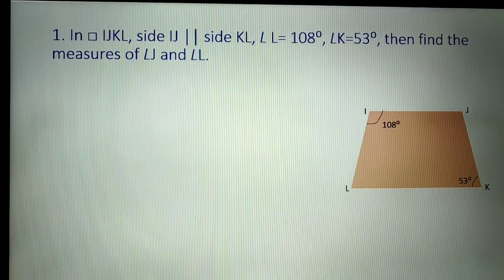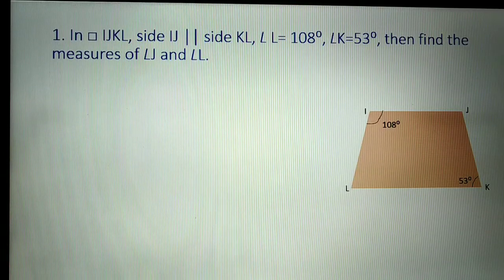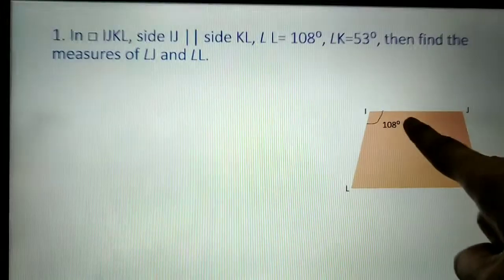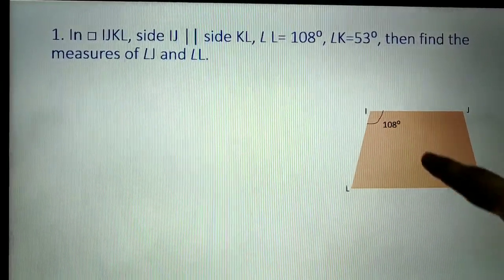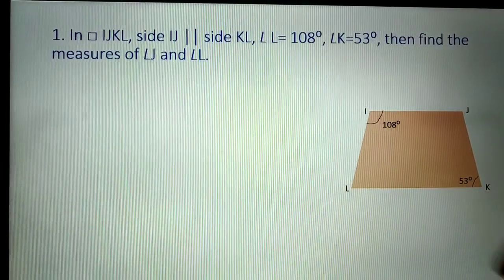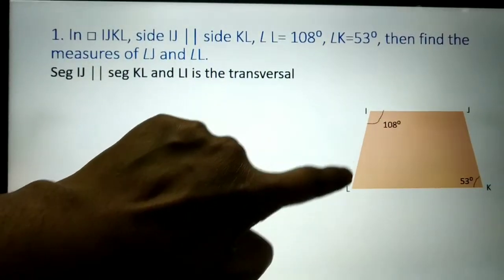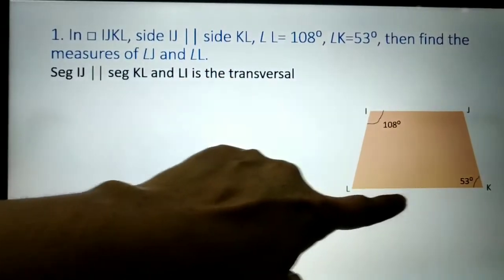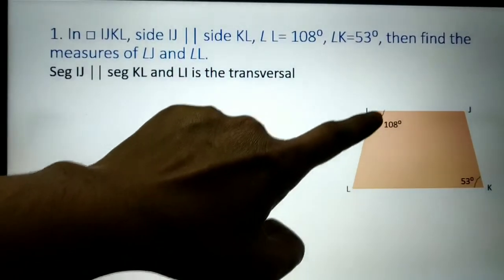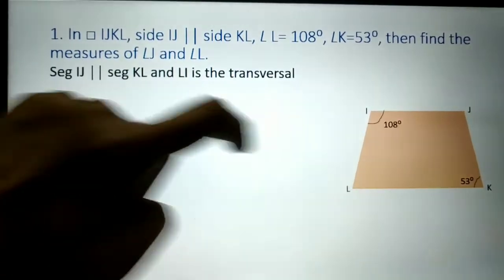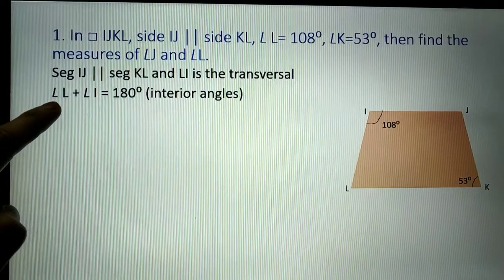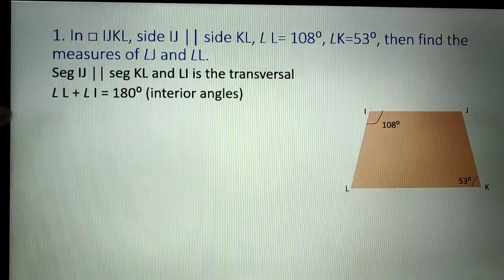Now I need to find out the measure of angle L. So I am going to use the property of interior angles. What is given? IJ is parallel to KL, and IL is a transversal. So if this is parallel and this is a transversal, angle L plus angle I is 180 degrees, because they are interior angles.